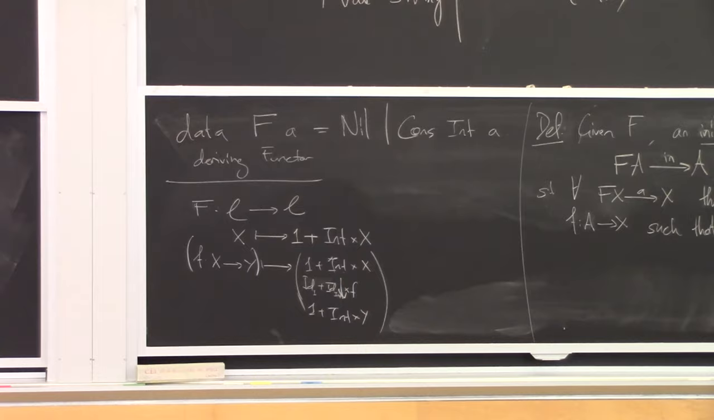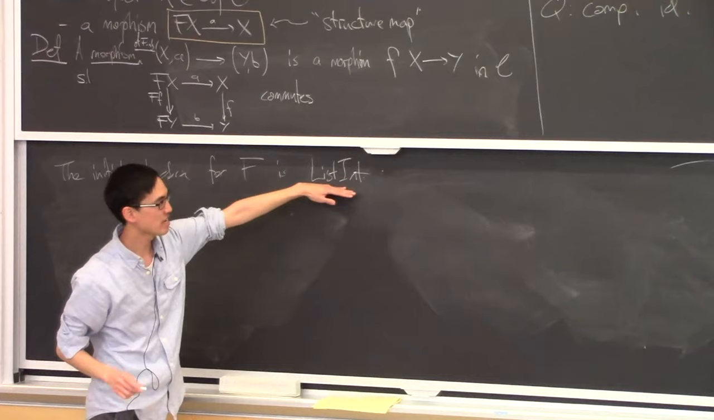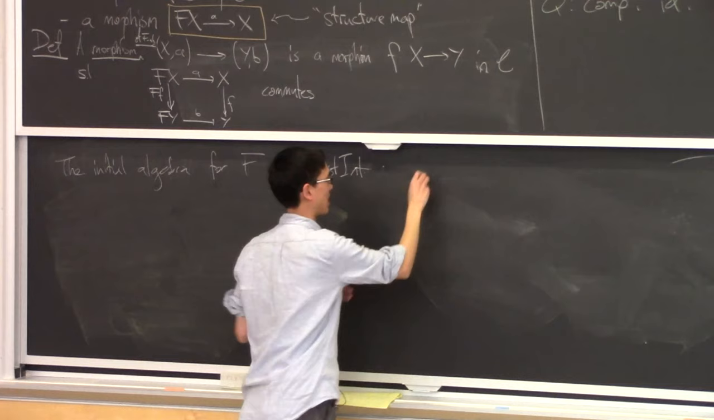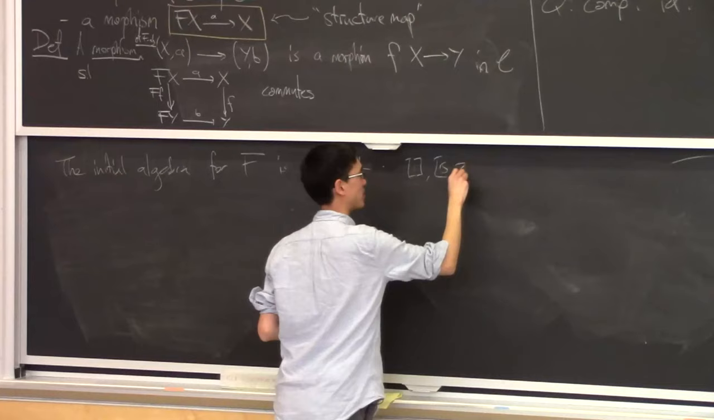So how do we understand this? Well, how is this an algebra? We'll see once we go through the construction exactly what this is. But how you should think of it right now is just a list of integers. It could be the empty list, which I'll write like this, or it could be some list, say 5, 7, 3, and so on.